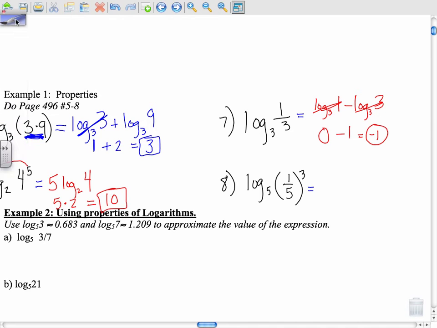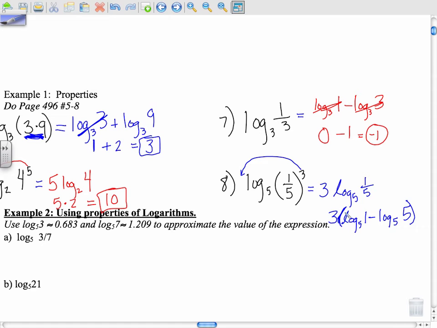And the last example I'm going to do with you here, switch back colors, is I'm going to take this 3. I'm going to use 2 different rules. I'm going to take this 3 and put it out front. So I end up with 3, and now I'm going to go log base 5 of 1/5. And now I'm going to use another rule, which, since this is division, if you go back a page, division means subtraction. So I'm going to change this into 3 times log base 5 of 1 minus log base 5 of 5.